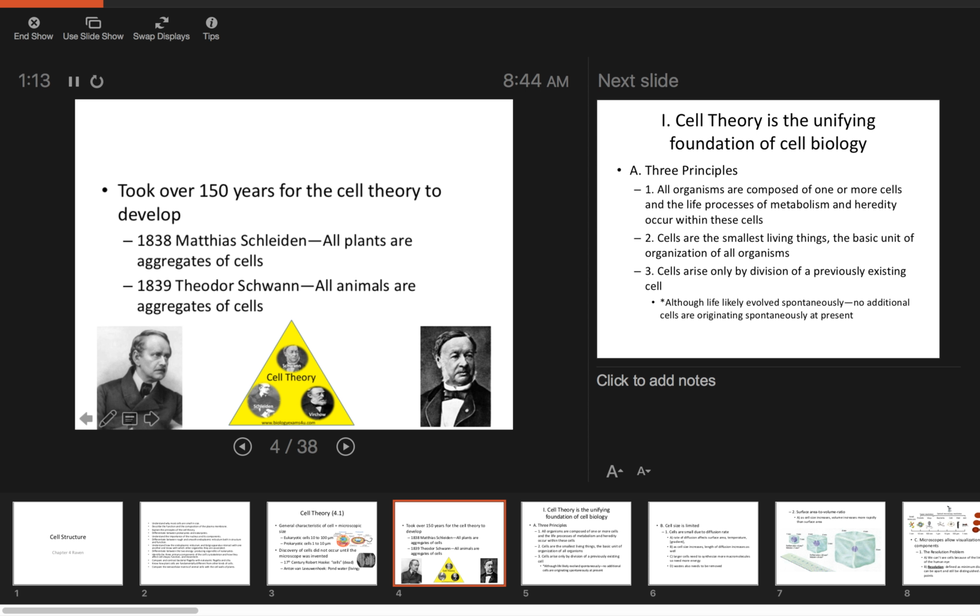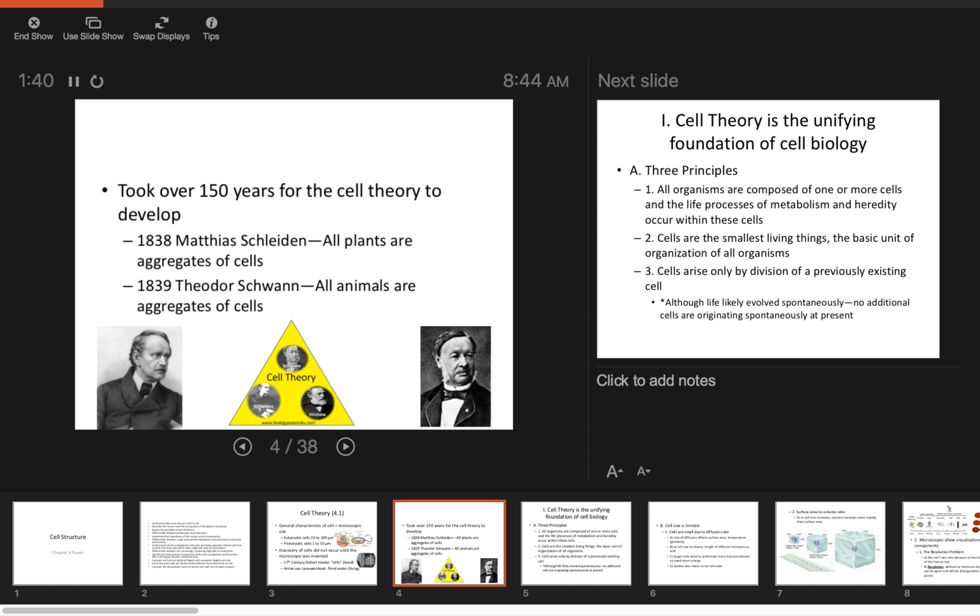It took 150 years for the cell theory to develop, and it was put together by three guys. Matthias Schleiden, 1838, noticed that all plants were made of cells. He looked at different types of plant tissues, and he found the same result: cells, cells, cells. Theodor Schwann, a year later, started to look at different animal tissues, and he also noticed that they were made up of cells. And then they don't mention Virchow, poor Virchow.